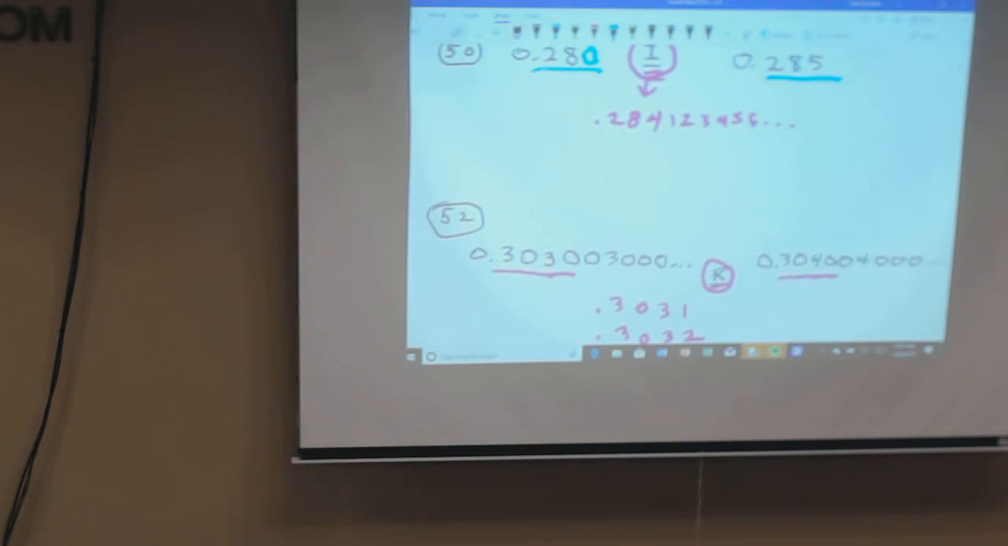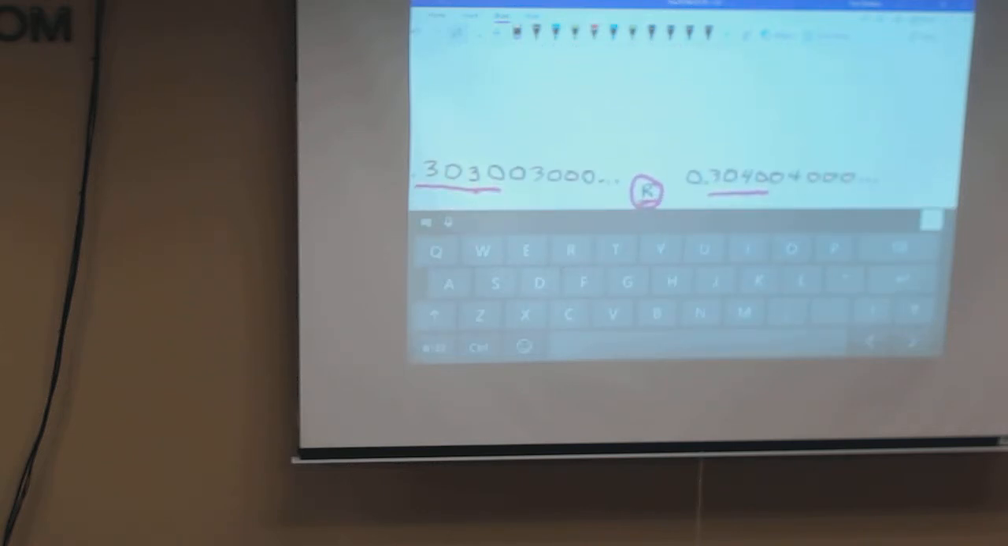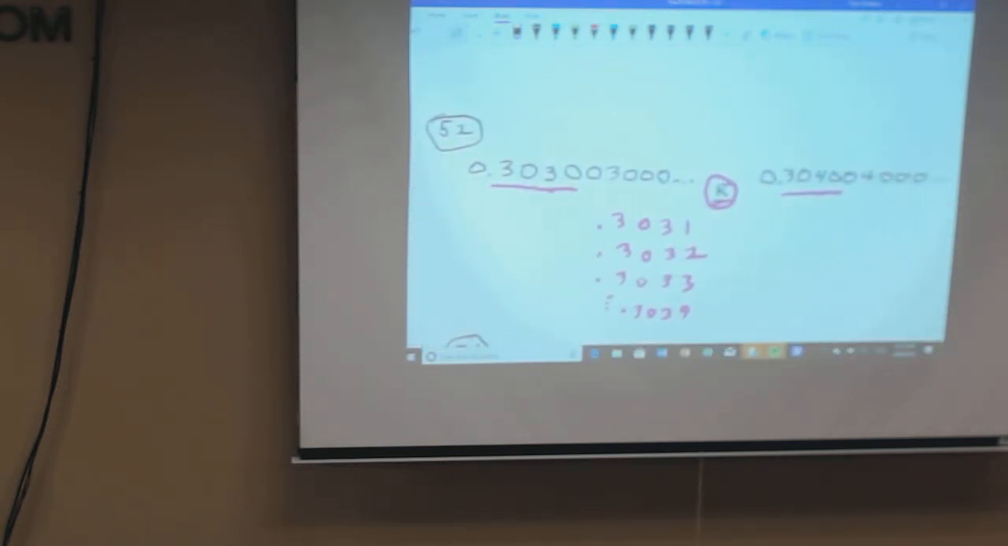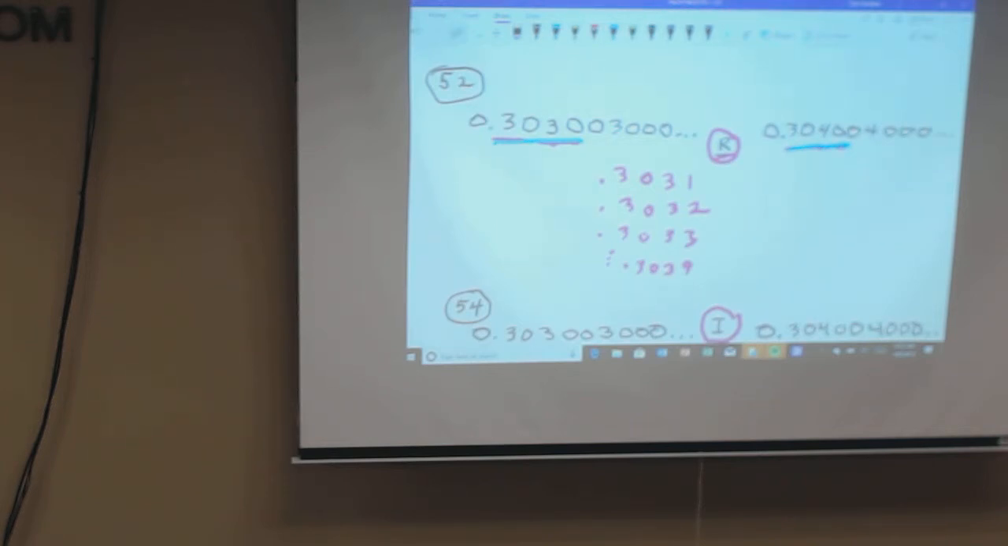Number 52. Find a rational number between 0.3030 with that one repeating and this one repeating. So what do I do? I just go as many places as I need to. Four ought to be enough. 0.3030 and 0.3040. So I want a rational number, so I just pick one of those, 0.3031, 0.3032, 0.3033, and I'm on my way. They wanted rational, didn't they?